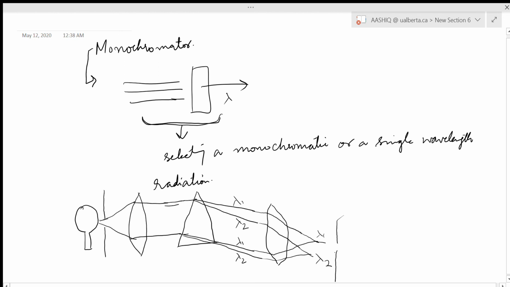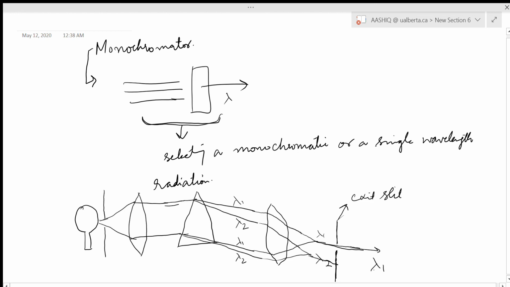Exit slit. The placement of this exit slit is very important. We place this exit slit in a way that only lambda 1 can pass through it. See, it's placed in a way that it has blocked the passage of lambda 2, right? So only lambda 1 will pass through this and we will obtain a monochromatic radiation having wavelength lambda 1. This is the working of a monochromator.